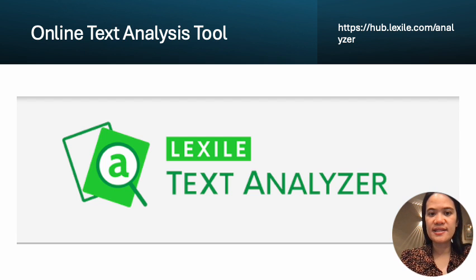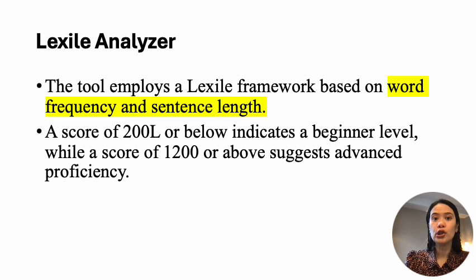Next is the Lexile Text Analyzer. With Lexile Analyzer, the annual fee is about $18. The features include determining the Lexile measure range for texts and identifying key vocabulary and Lexile measure of books by chapter. Lexile Analyzer looks into the word frequency and sentence length of a text. A score of 200 or below indicates that a text is for a beginner reader, while a score of 1,200 or above suggests that the text is for advanced readers.